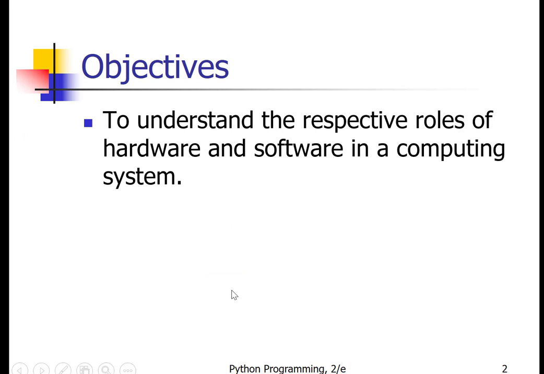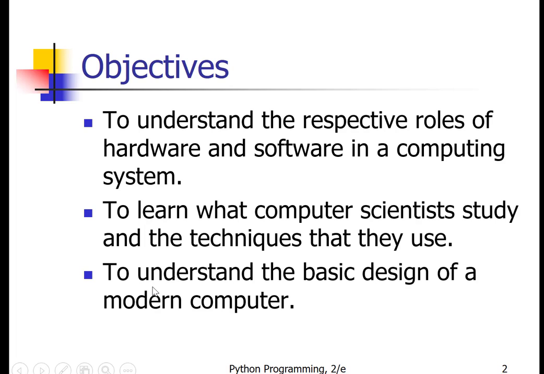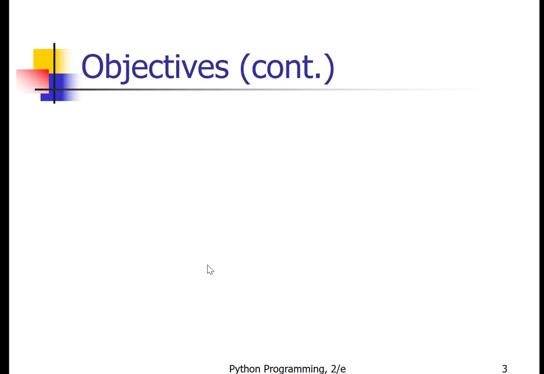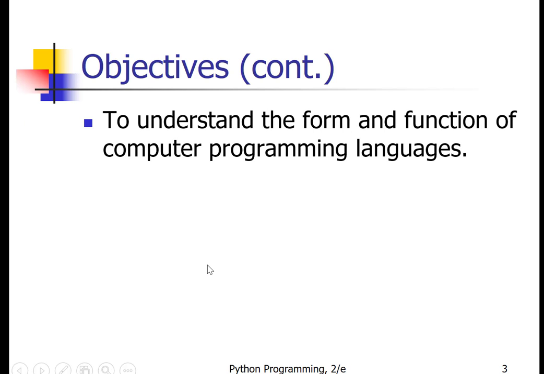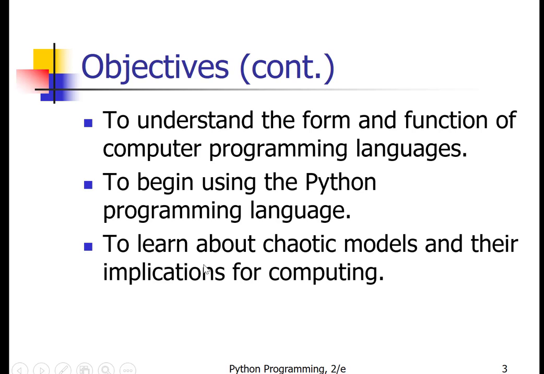So to understand the respective roles of hardware and software in a computing system. So we have hardware and we have software. And next we want to learn what computer scientists study and the techniques that they use, and to understand the basic design of a modern computer. Furthermore, we want to understand the form and function of computer programming languages, and to begin using the Python programming language, and to learn about chaotic models and their implications for computing.